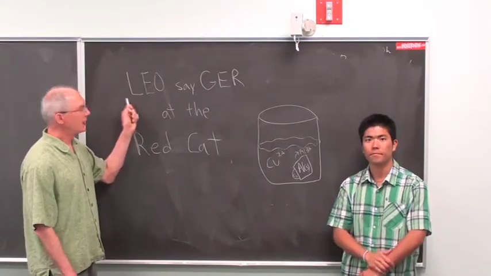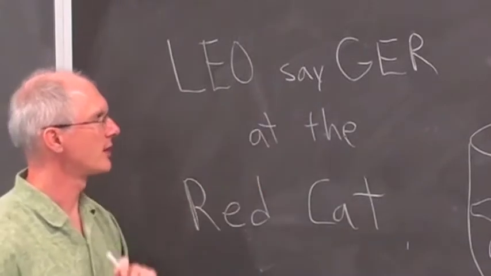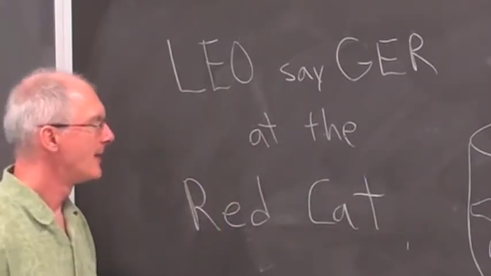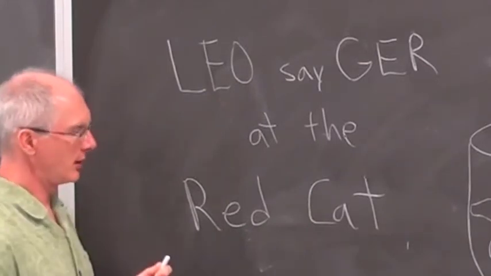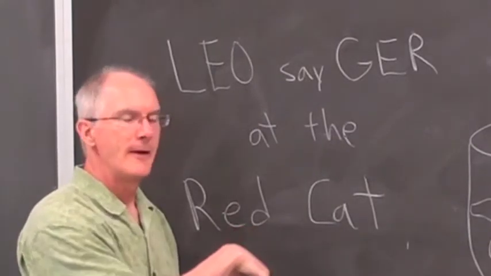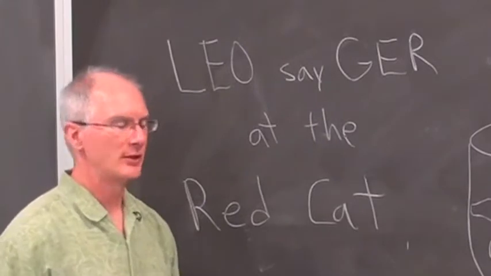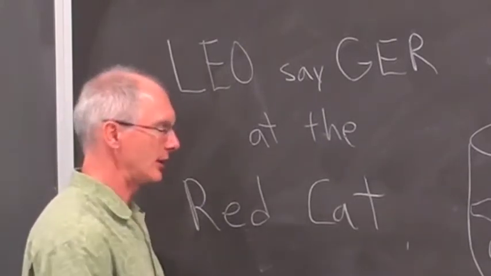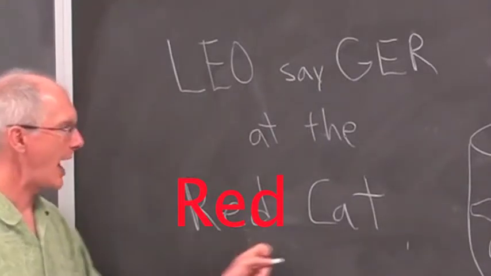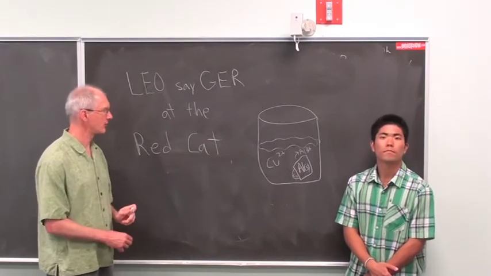So in class I said to remember, LEO says GER: loss of electrons is oxidation, gain of electrons is reduction. And the second part of that is red cat, because in the electrochemical cell, we're going to have a chunk of metal usually stuck into it called an electrode. And there are two types, a cathode and an anode. And so this red cat means that reduction is going to happen at the cathode.